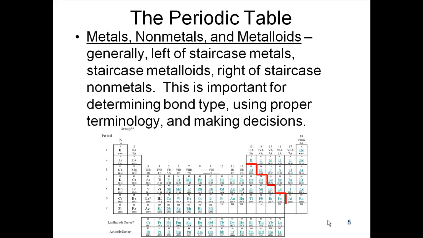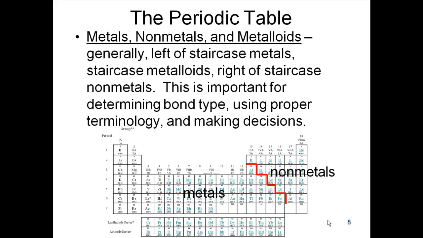We said that those things to the left of that staircase were called metals. Those to the right were nonmetals. Those touching it were metalloids. This concept is very important to us because we're going to use that to determine bond types. If we talk about metals and nonmetals combining, we refer to those as ionic compounds, and those that were nonmetal arrangements, we refer to as covalent or molecular compounds.